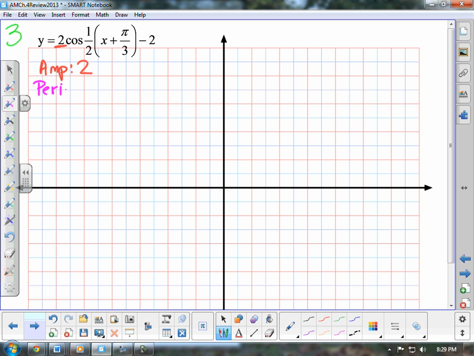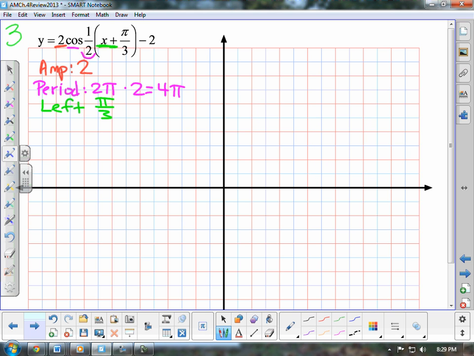Period. Because it is cosine, it's 2 pi times the reciprocal of what's with the x, which is 1/2, and the reciprocal of a half is 2. So our period is 4 pi. Shift is going to be to the left because it's the opposite of what's there. And since our x is by itself inside the parentheses, it is going to be the left pi over 3.